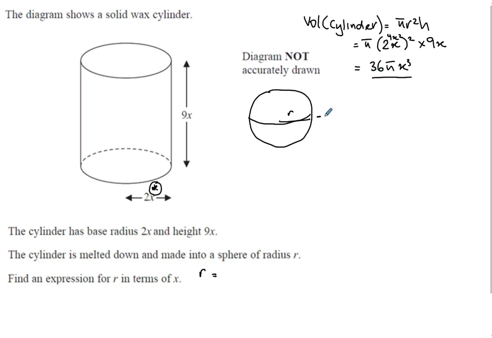So the volume of the sphere, the formula, equals 4/3 pi r cubed.